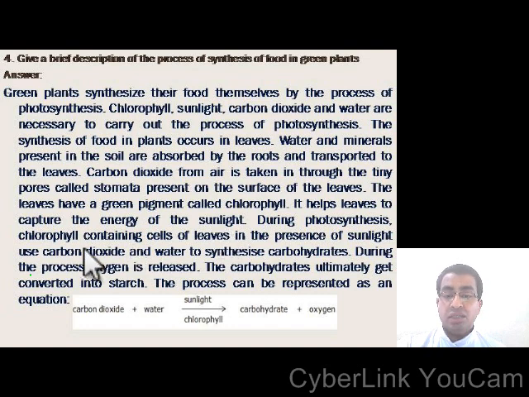During photosynthesis, chlorophyll containing cells of leaves in the presence of sunlight use carbon dioxide and water to synthesize carbohydrates. During the process, oxygen is released. The carbohydrates ultimately get converted into starch. The process can be represented as an equation: carbon dioxide plus water in the presence of sunlight is converted to carbohydrates and oxygen is released.